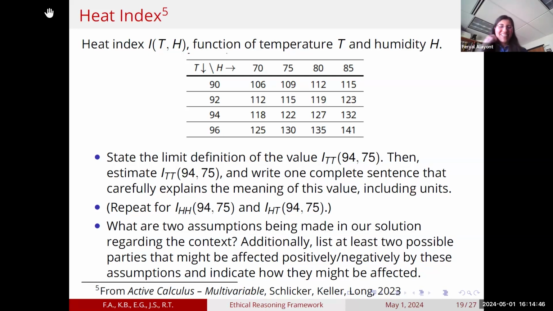So I'm using, if you're familiar with the Active Calculus series, we have Active Calculus, single variable calculus, and multivariable, developed at Grand Valley State University. And I was teaching Calc 3 this semester using the multivariable calculus book. So this is one of the problems from my class.